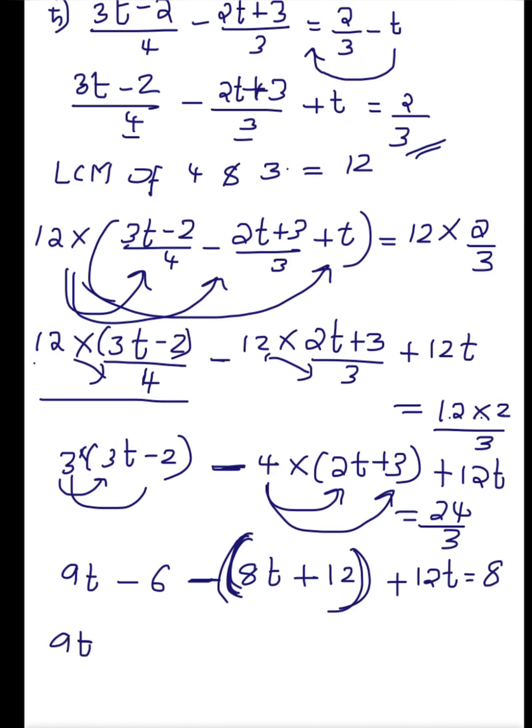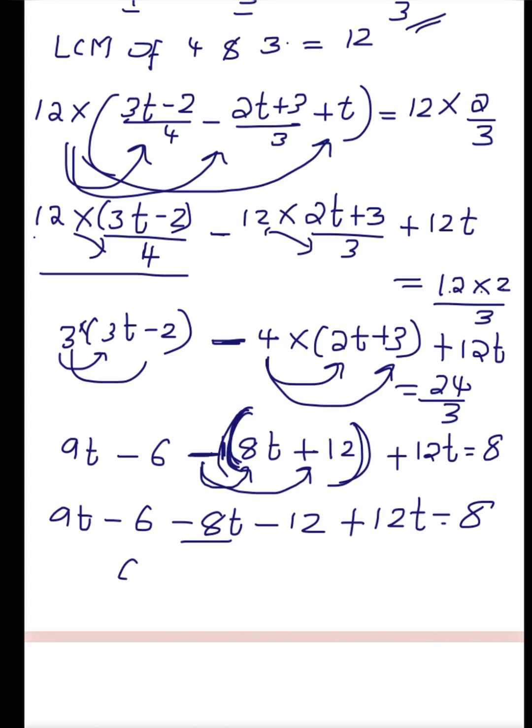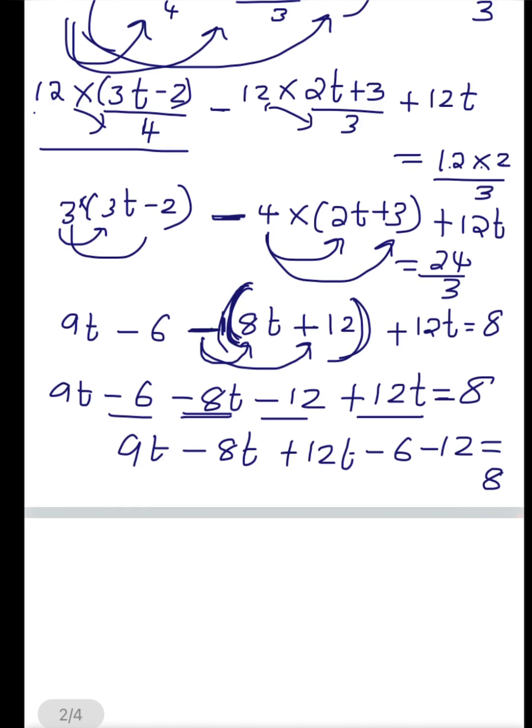Okay, so now what is there? 9t minus 6. Now we have to take this minus to inside. That means what? Minus into 8t means minus 8t. Okay, now this minus, since there is nothing outside the bracket and minus is here, you have to consider it as minus 1. So minus 1 into 8t is minus 8t. Now minus 1 into 12. What is minus 1 into 12? It's minus 12. Okay, so you have to write it in this way. Plus 12t equals 8. Understand this step? Now let's write the variables together. That is 9t, then minus 8t, then plus 12t. Okay, then what is remaining? Minus 6 minus 12. Okay, is equal to 8. Understand? Now what is 9t minus 8t?